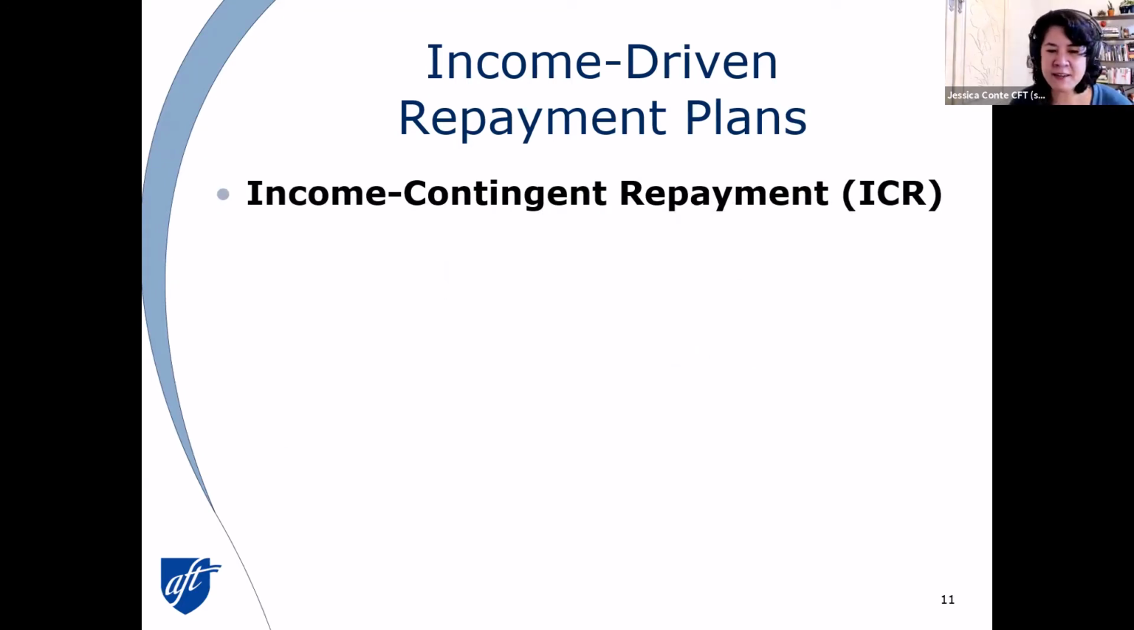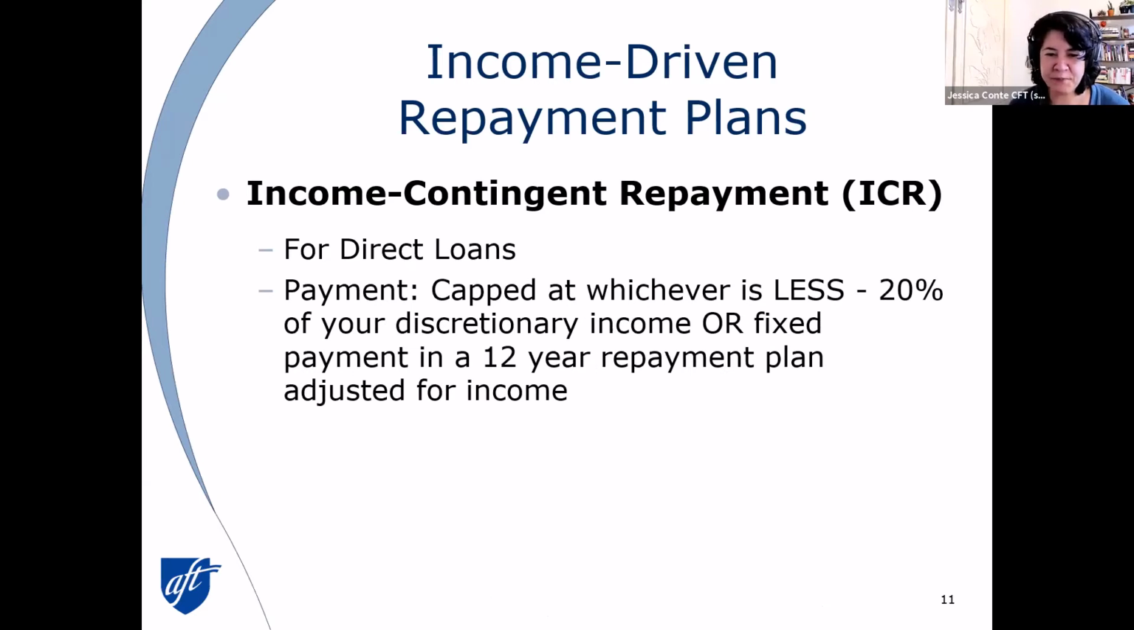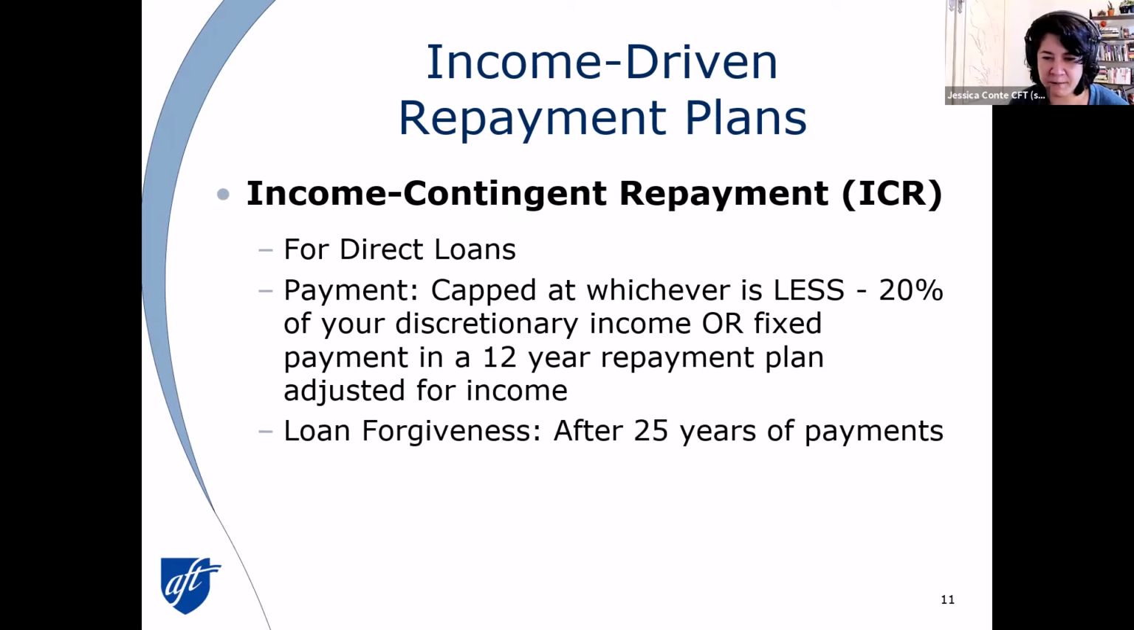So now we have income contingent repayment. This is very important for anyone with a Parent Plus loan because it's the only plan those loans are eligible for. The rest of you will probably want to avoid this one. Under this plan, you generally pay 20% of your discretionary income. There's no cap to income contingent repayment plans, so the amount you owe every month will keep going up as your discretionary income goes up. You're eligible for income contingent repayment if you have any direct loan. After 25 years of payments, any remaining balance will be canceled.